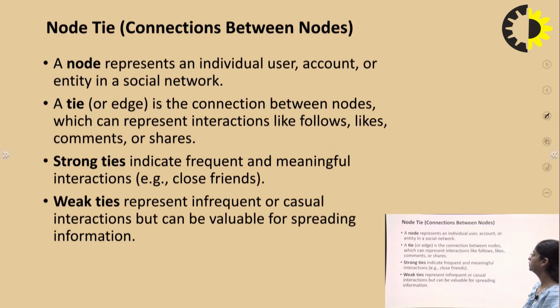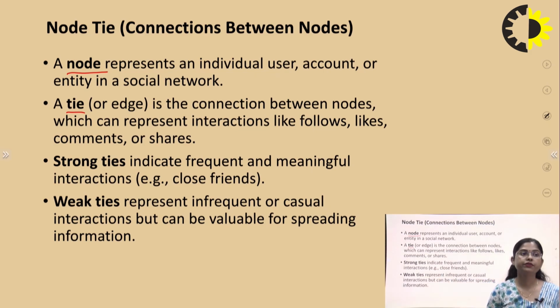Next is node and tie. What is a tie? Tie means connection between nodes. A node represents an individual user account or entity in a social network. That is a node. Now, what is a tie? A tie or edge is a connection between nodes which can represent interactions like follows, likes, comments and shares. That is a tie.